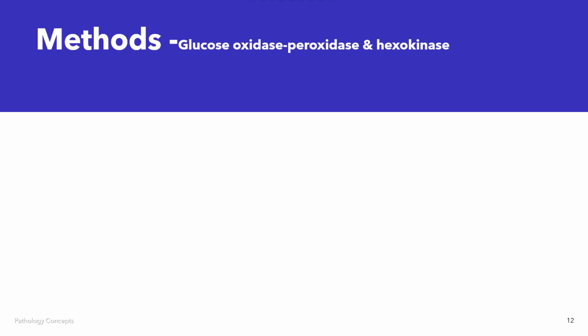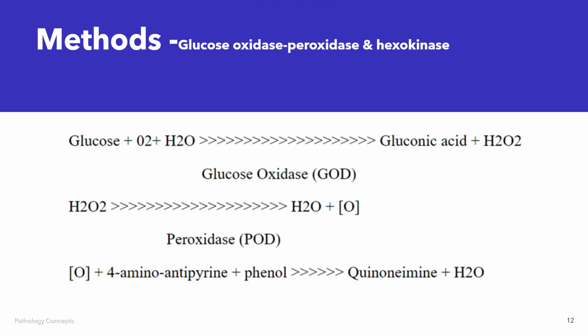Now let's discuss the methods. There are two methods which are popular for glucose estimation in the laboratory, and they are the glucose oxidase peroxidase method and the hexokinase method. The principle of GOD-POD reaction is as follows. The glucose is oxidized to gluconic acid while oxygen is simultaneously reduced to hydrogen peroxide by the enzyme glucose oxidase. Hydrogen peroxide is then split to form water and nascent oxygen by the enzyme peroxidase.